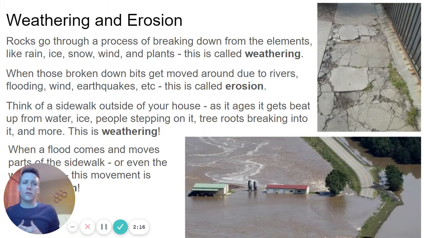Think of it like an old sidewalk. Go ahead and close your eyes and picture the sidewalk outside of your house. What does it look like? Is it brand new? Can you tell that it's aged a little bit? Does it have cracks? Is one part higher than the other? Are there plant roots sticking through it? When a sidewalk gets weathered, it looks like what you see here on the screen.